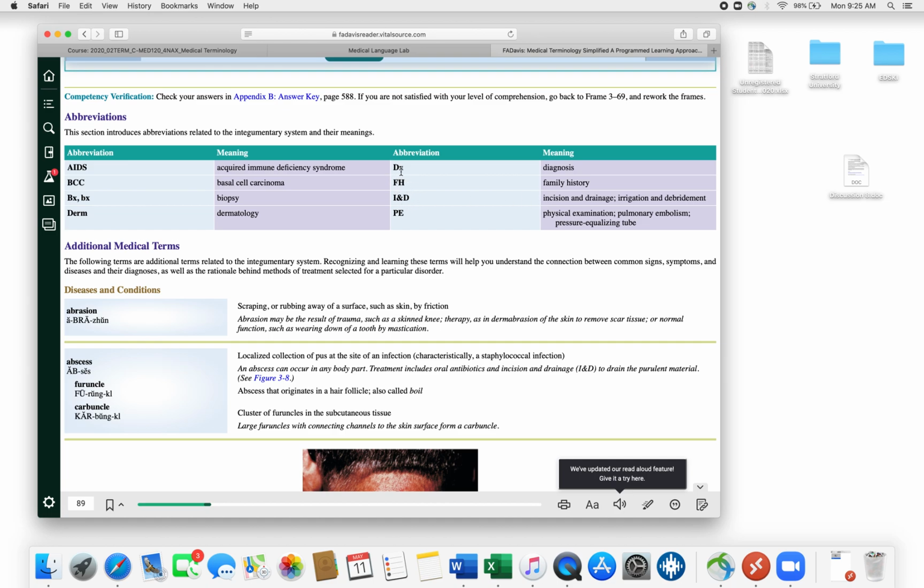FH, family history, sometimes abbreviated FMH. I&D is incision and drainage. PE, physical examination.